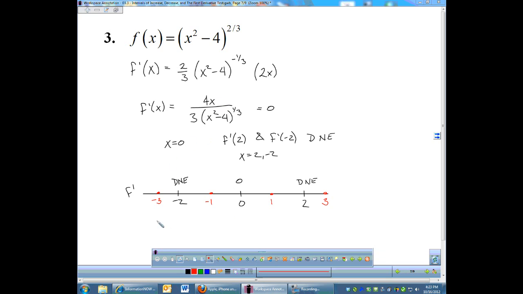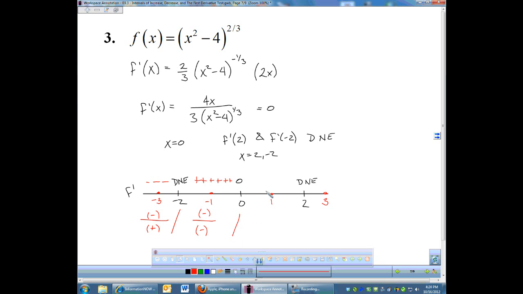If I plug in negative 3, 4 times negative 3 is negative. 3 is always positive, but you see negative 3 squared minus 4 is positive. And if you raise that to any exponent, it's still positive. So for that part, the interval is negative. Plug in negative 1. 4 times negative 1 is negative. That'd be 1 minus 4, negative 3 to the 1/3. You can do that, and that would be a negative number, the cube root of a negative number. So negative divided by negative.